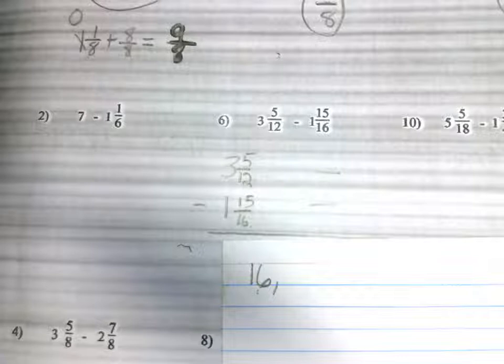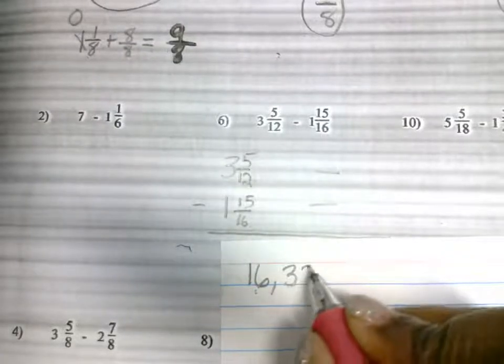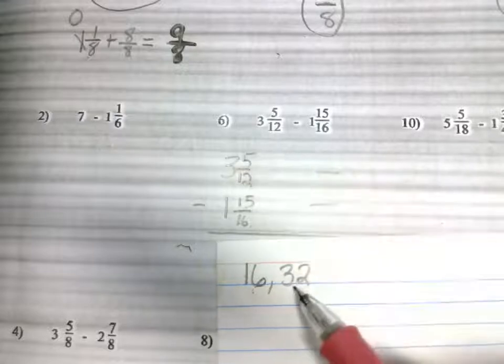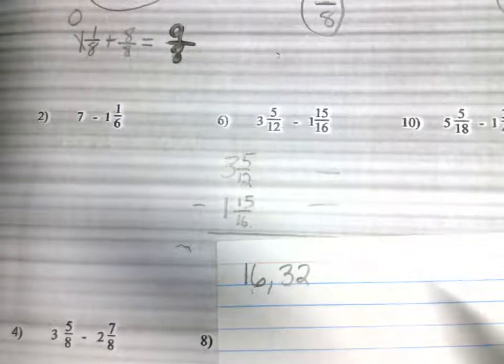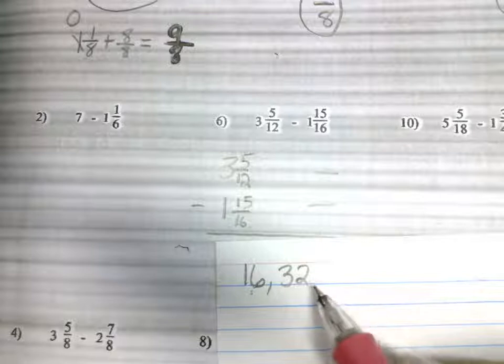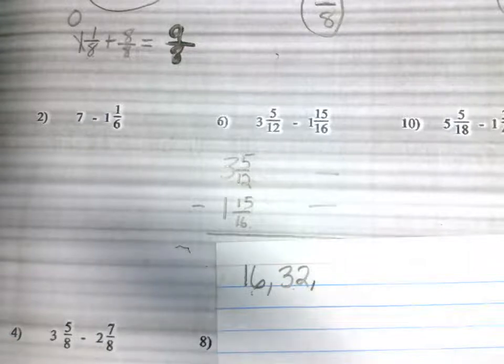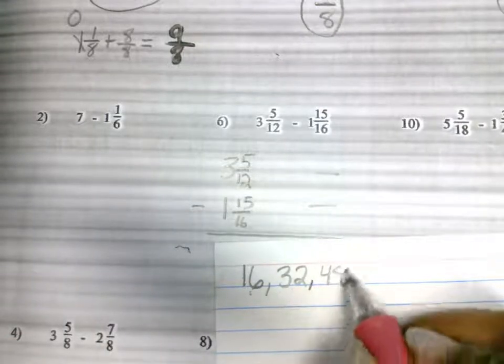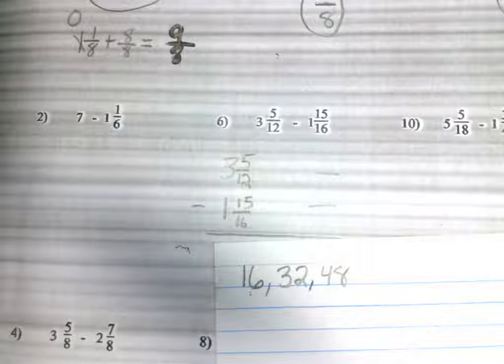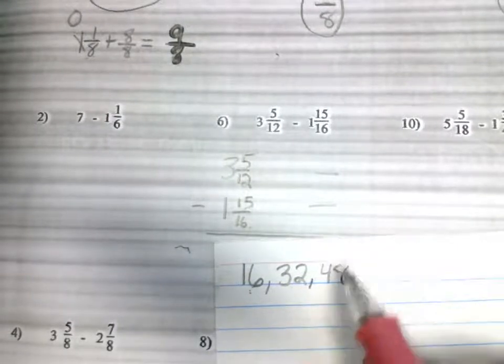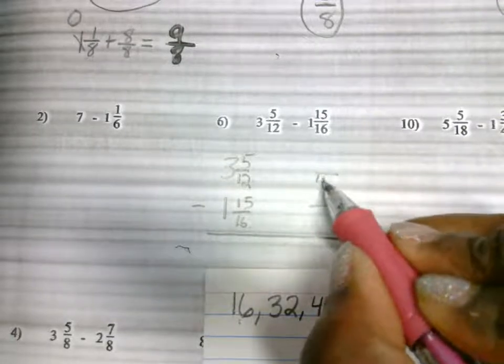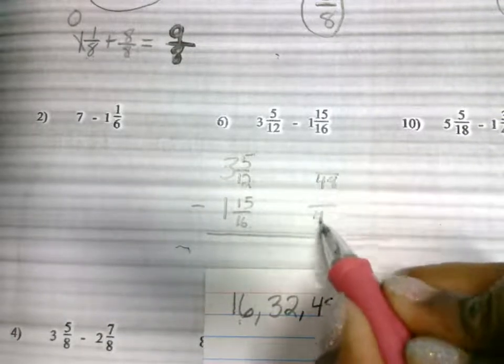Then I have 16 times 2 is 32. Okay, 12 will not go into 32 without a remainder, so I can't use the second multiple. Let's do 16 times 3. That's 48. Okay, 12 will go into 48. 48 divided by 12 is going to give me 4. So I can use 48 as my common denominator.